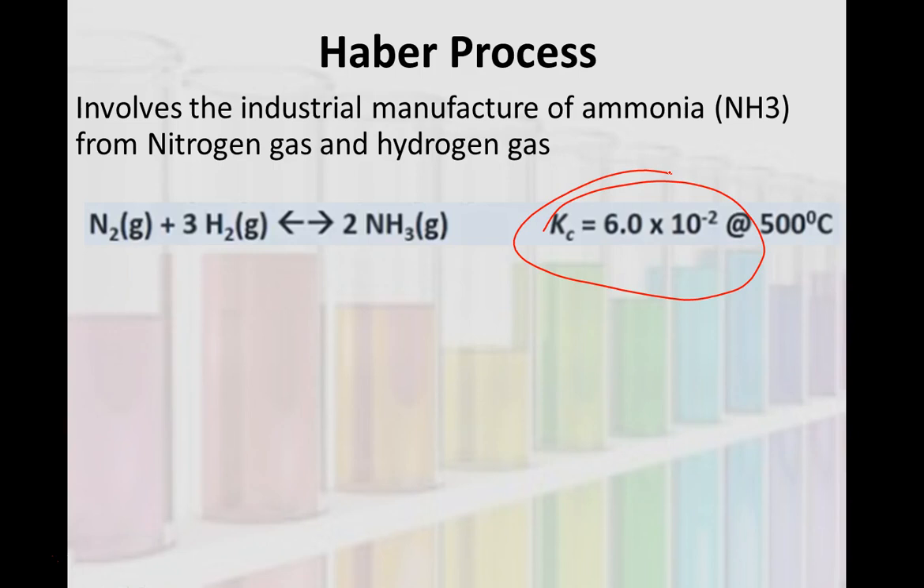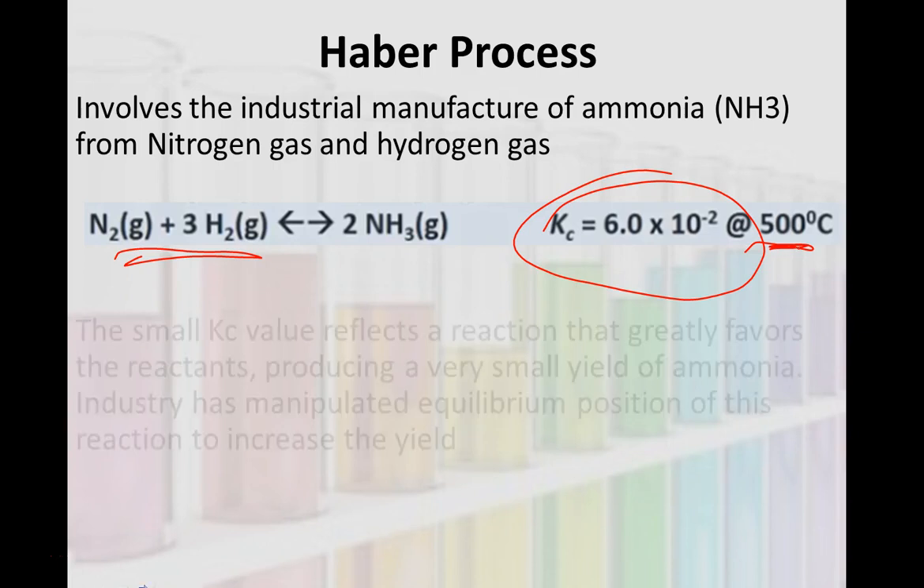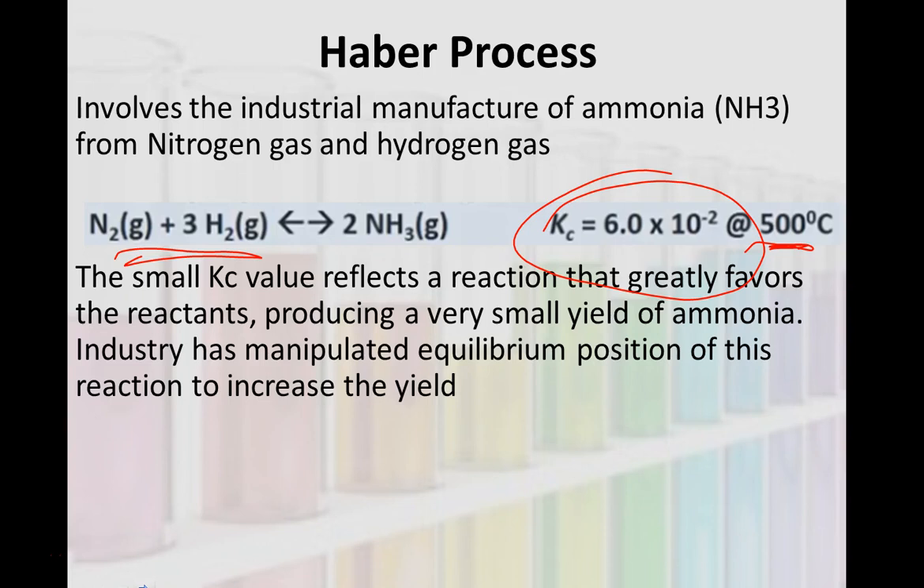And the reactants are super favored here, and you can see this is at like 500 degrees Celsius, so even at a really high temperature, we are not going to produce a whole bunch of ammonia, but ammonia has a lot of industrial uses.